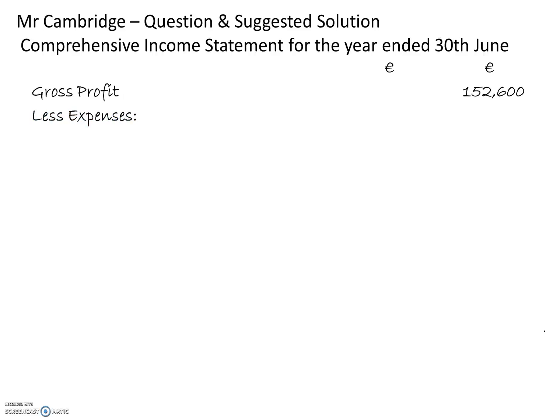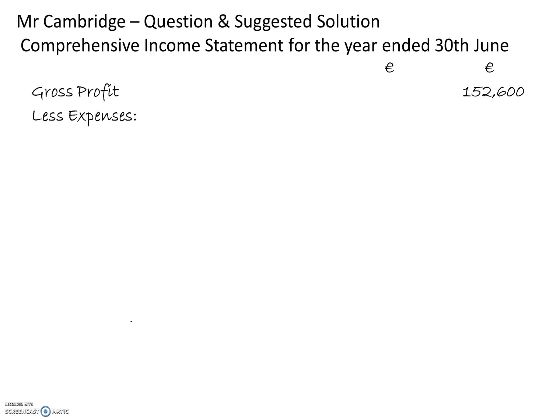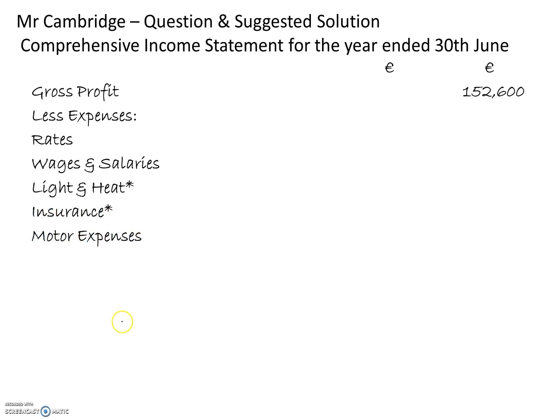And my expenses will be, if we go back to our trial balance, we can see earlier on we discussed the expenses, and that these items here make up the expenses. But we also note an adjustment on the heat and light and on the insurance. So I list my expenses here exactly as I find them: the rates, the wages and salaries, the light and heat, and a little asterisk on there to remind me to make the adjustment. I have the insurance, I have the motor expenses, and I have the bank charges.